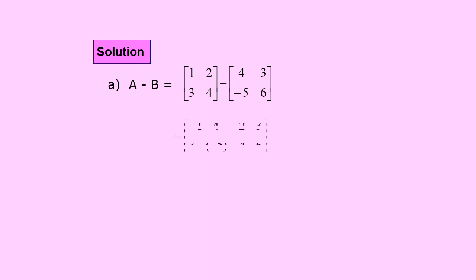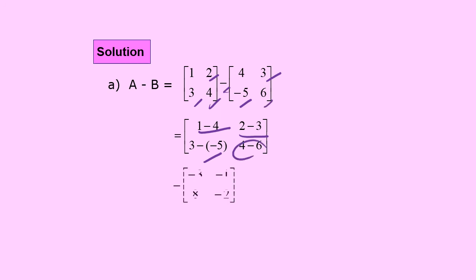And then for question B, we need to subtract each element. So it will be 1 minus 4, 2 minus 3, 3 minus negative 5, 4 minus 6. So we will get the answer for every element, and it's still a 2 by 2 matrix.